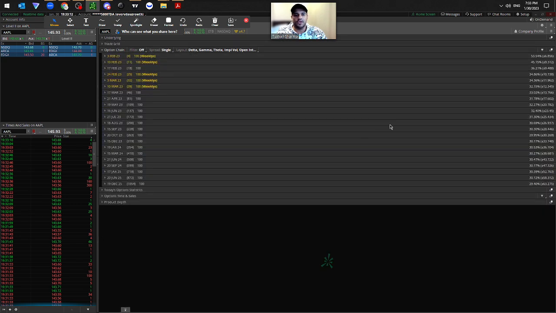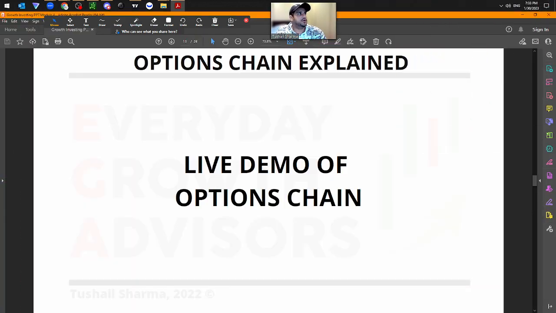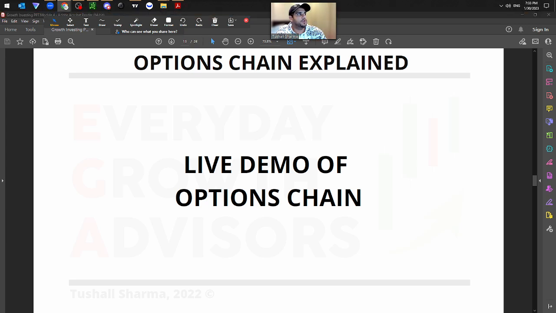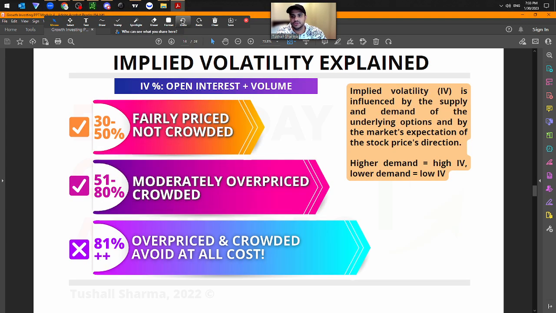Okay. So that's just a little insight on the options chain. And obviously, if you have more questions, you can post them into the group chat, and I will answer them more. But we're going to now go through the range of implied volatilities.